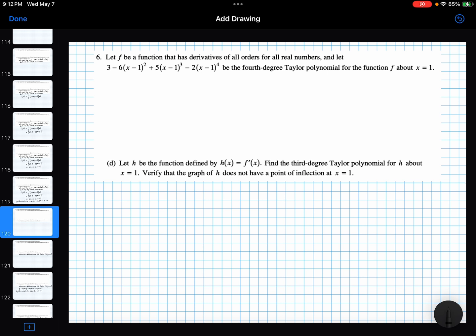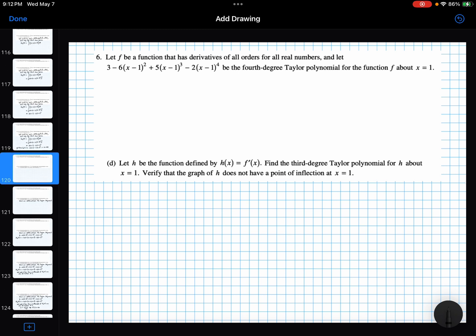Okay, now that was anti-differentiating the Taylor polynomial they give you. In part D, you can see now it's a new function, h of x, which is equal to the derivative of f. And now we're going to use the Taylor polynomial they gave us for f, and we're going to differentiate each of those terms to get an approximation, a third degree approximation for h. So we're just going in the other direction now.